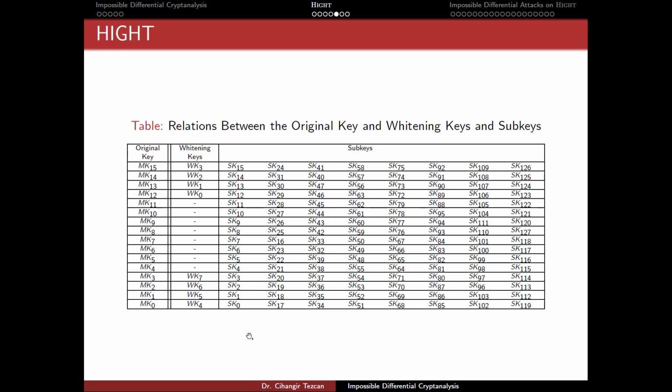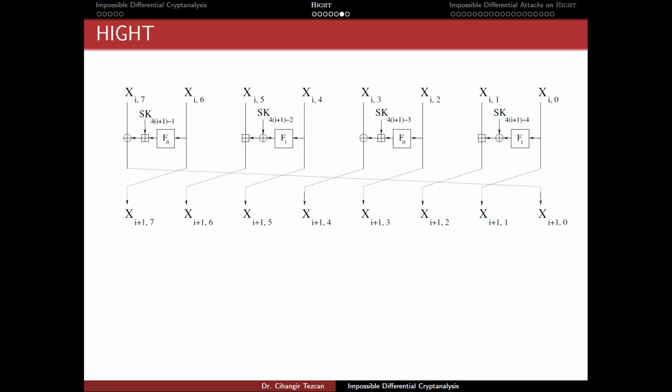For instance, in order to perform the attack, if you need the value of SK0 when you guess it, this means that you already guess MK0. This means that you get the SK17, SK34, or whitening Q4 as a bonus without paying anything for that. So this kind of weak schedule provides good performance, but it also helps the cryptanalysis a lot to break the cipher. So we will be using all of these relations in our attack.